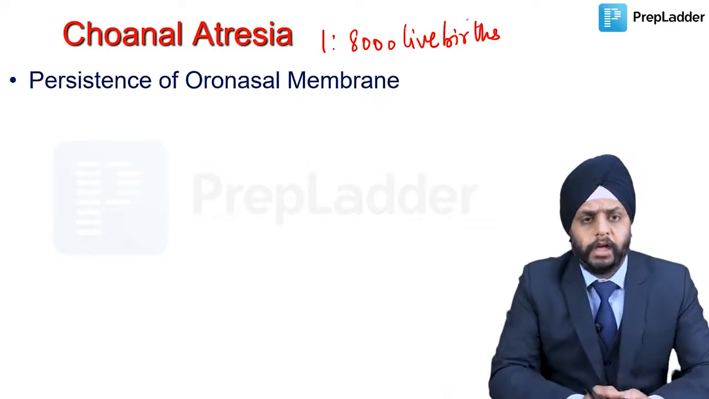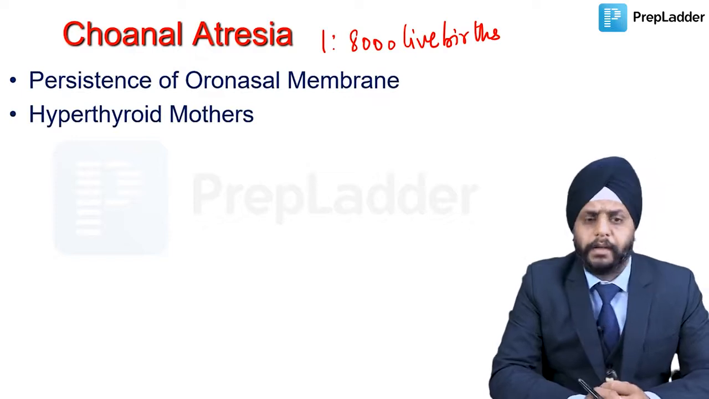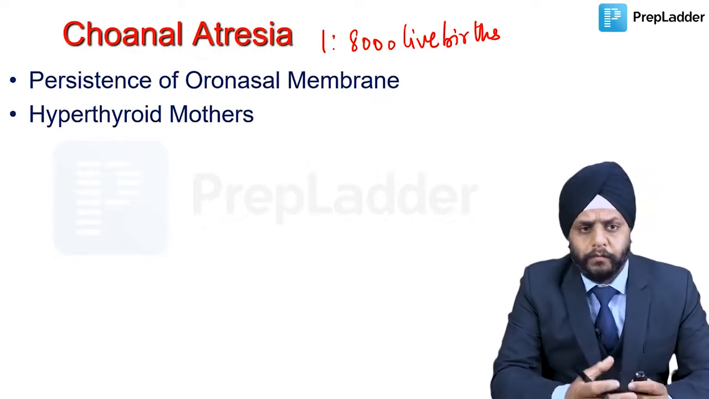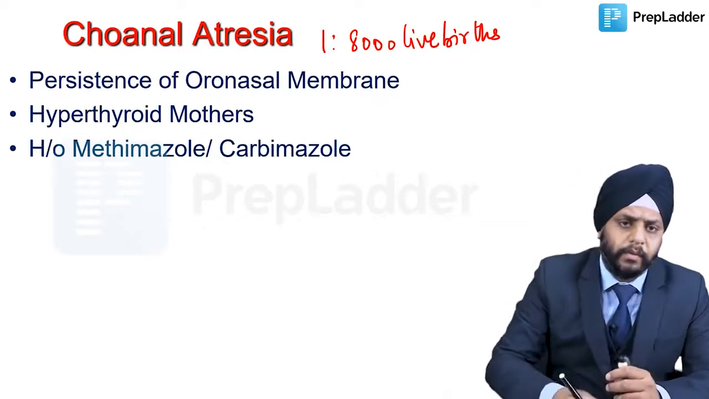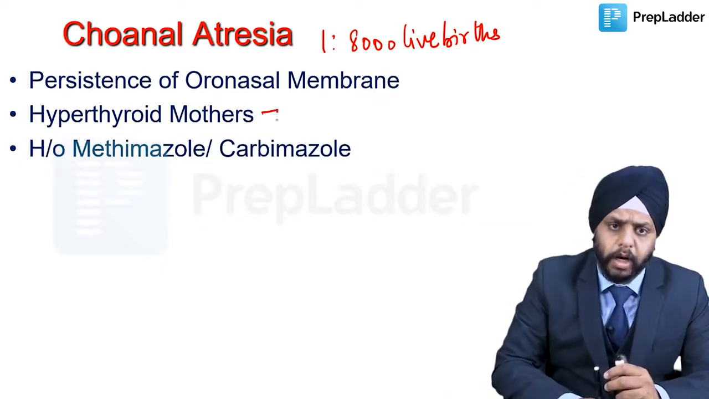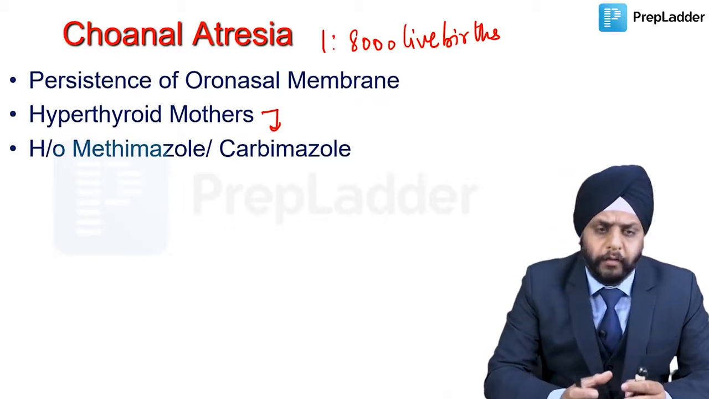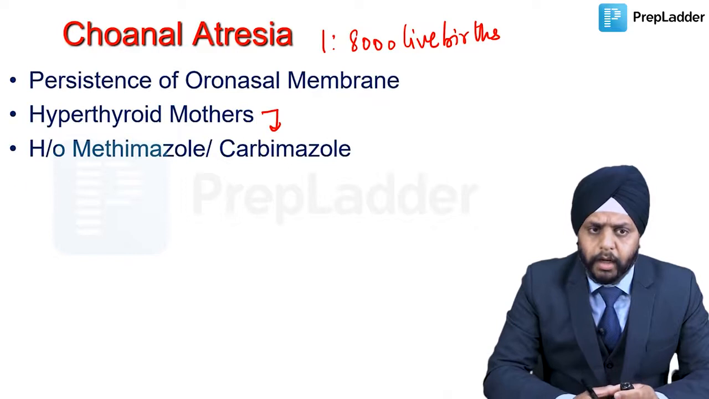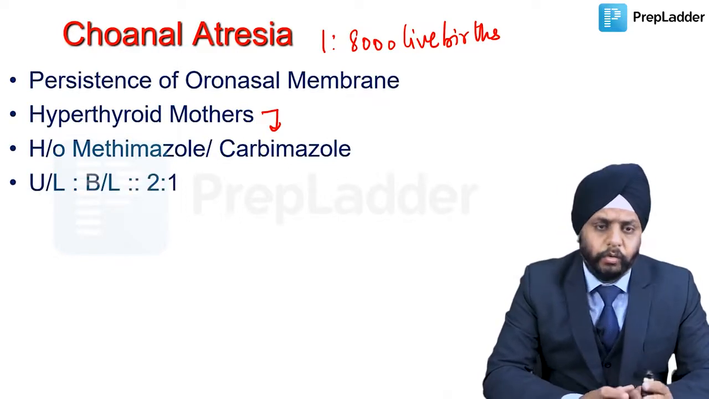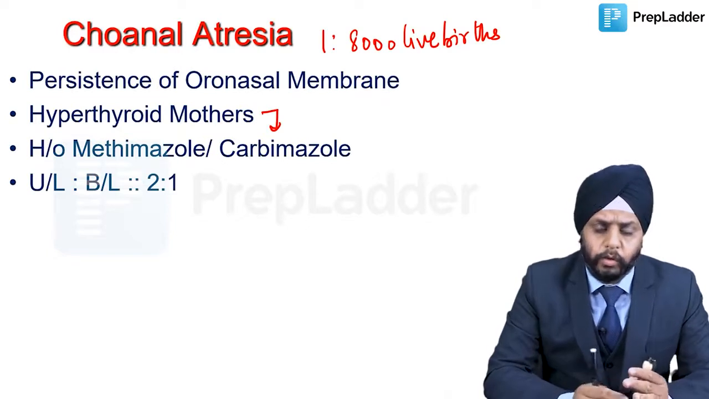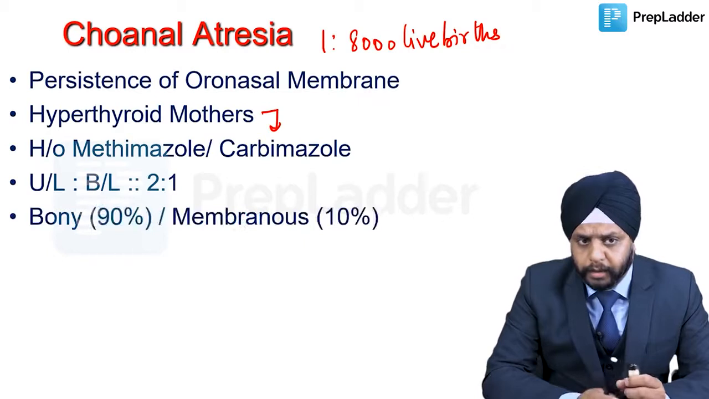Okay, so it is an extremely rare condition, and generally seen in hyperthyroid mothers, mothers who have taken drugs such as methimazole or carbimazole, generally given to hyperthyroid patients. So this can be a side effect of these drugs. Now this is generally unilateral. A 2:1 ratio is there, so it is twice as common as unilateral than bilateral.